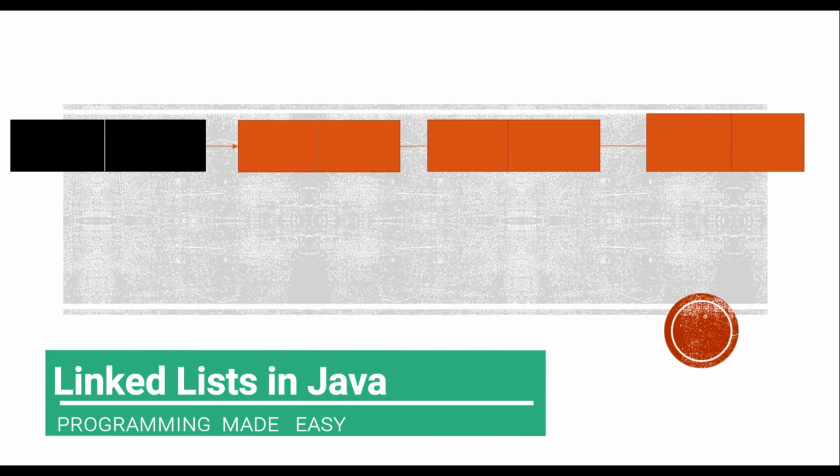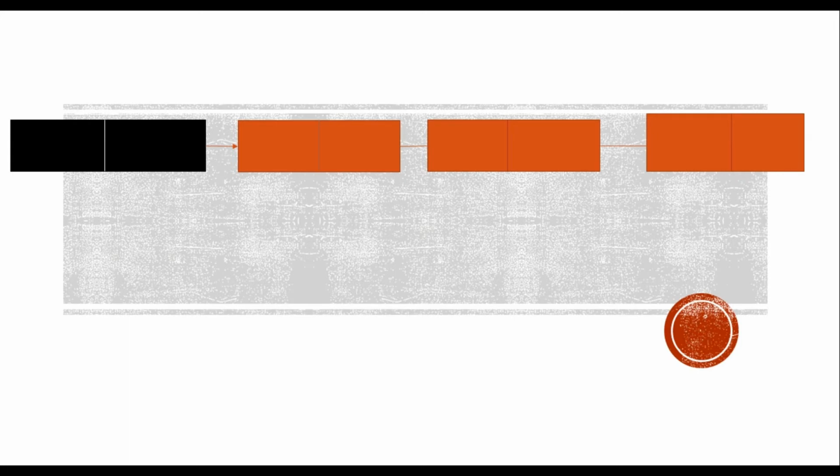So let's get started. If we want to create a linked list, it contains two parts. The first part is called our information part, and the other part contains the address of the next node. So combined, this whole can be termed as a node. Let's see how it works.